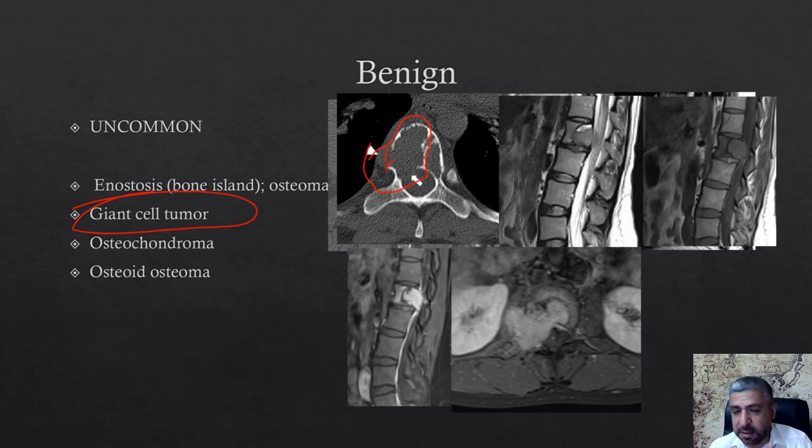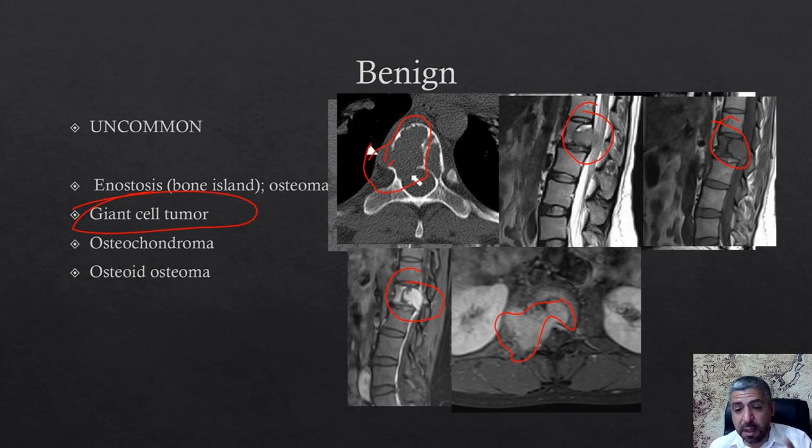And in 10% of the cases, it might even metastasize, although it is not a malignant lesion, but it might metastasize in about 10% of the cases. So keep that in mind. On the MRI also, you can see it here and there, and you can see it's enhancing and it's extending to the adjacent soft tissues, and this is just a giant cell tumor.